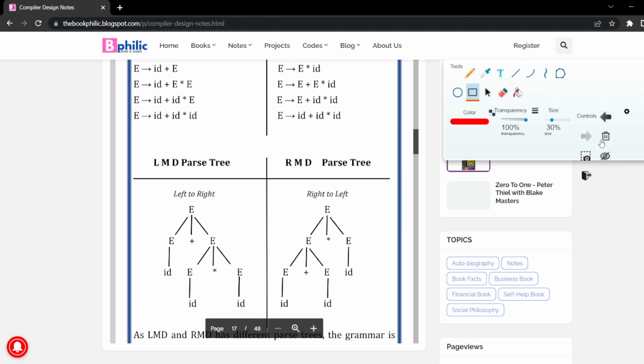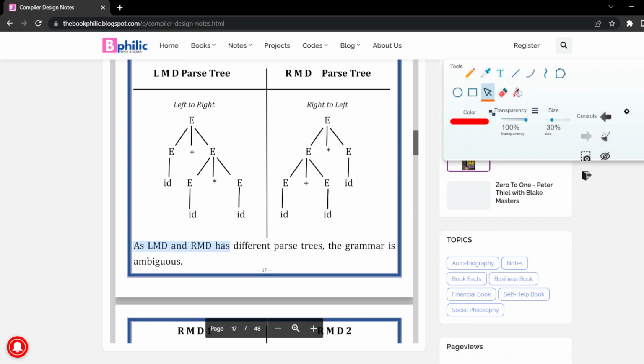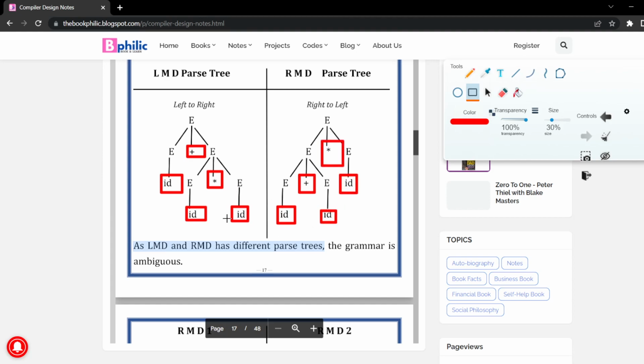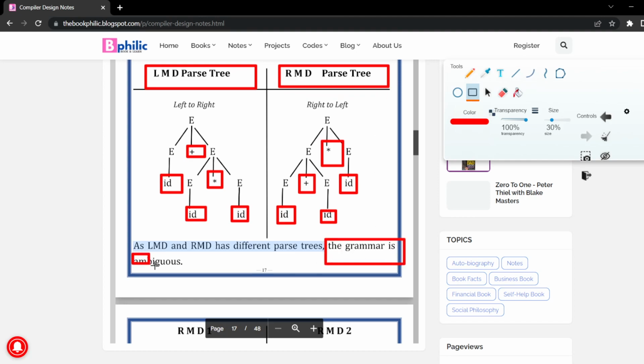So, now what we should write right over here? We have written that LMD and RMD have different parse trees. So you can see that we have gotten the same syntax, id plus id star id, and here also id plus id star id. So we are getting the same syntax by two different parse trees generated using the LMD and RMD properties. That's why the grammar is said to be ambiguous in nature. So hope you have understood.